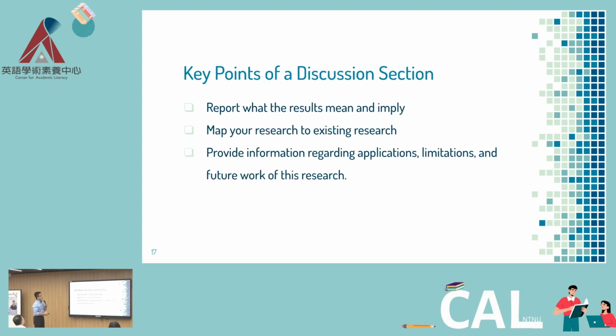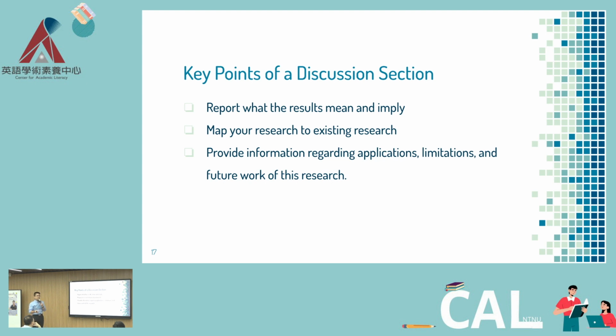Okay? So how about the discussion section? So we go one step further. So that's results: what the results mean and imply. So that's the meaning and the implication. And later we are going to see examples so that you can know it better. There are two important parts you have to include in your discussion section. The first one is you have to map your research to the existing research. So you have to put yourself in the line of research. And then you have to provide information.